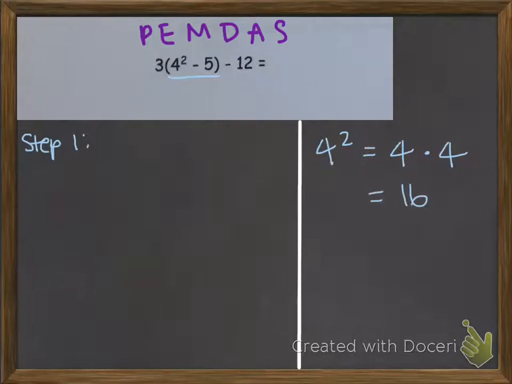So we know that inside the parentheses we have 3 times 16 minus 5. Now I still have parentheses. I did the exponent inside of the parentheses first. I need to finish solving what's inside of the parentheses before I can move on to anything else.